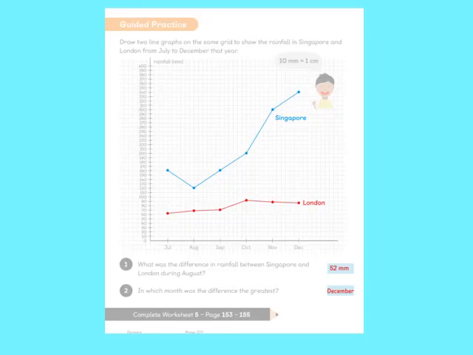So here are the answers to the guided practice. I hope that your line graph looks something like this. And we had a couple of questions to answer as well.